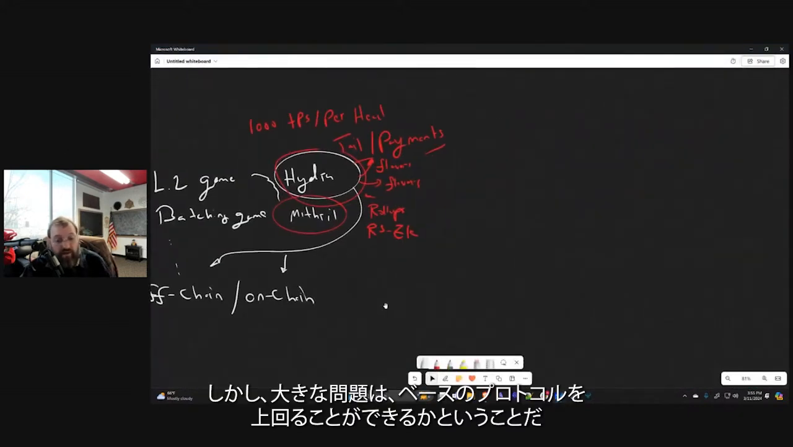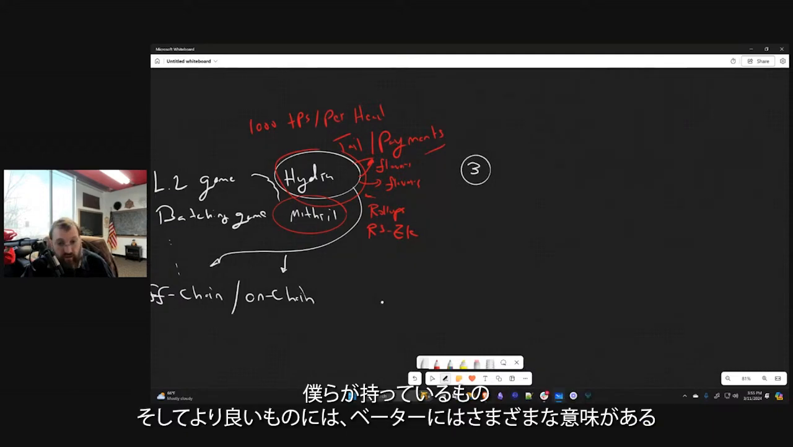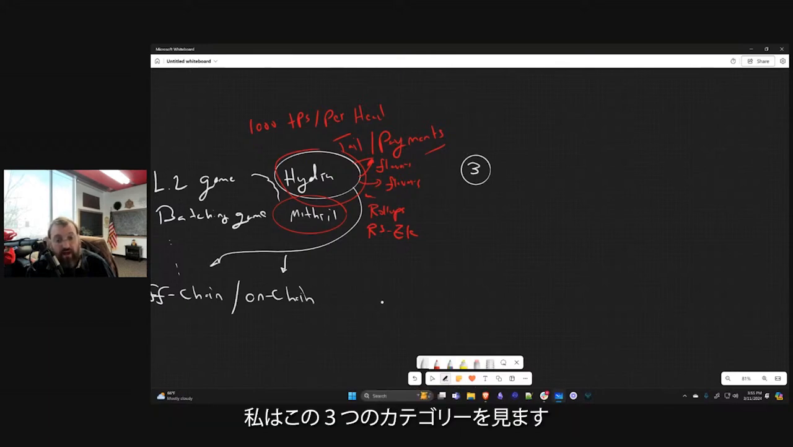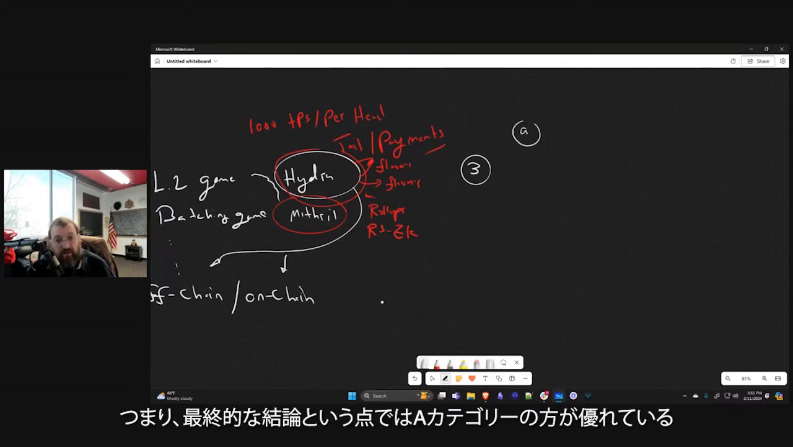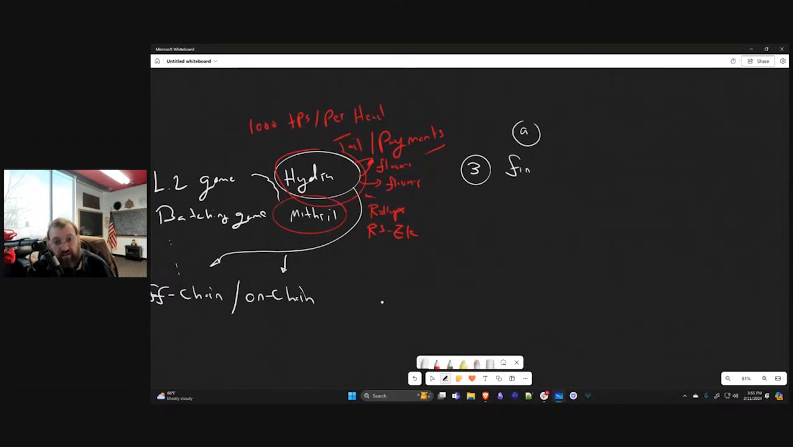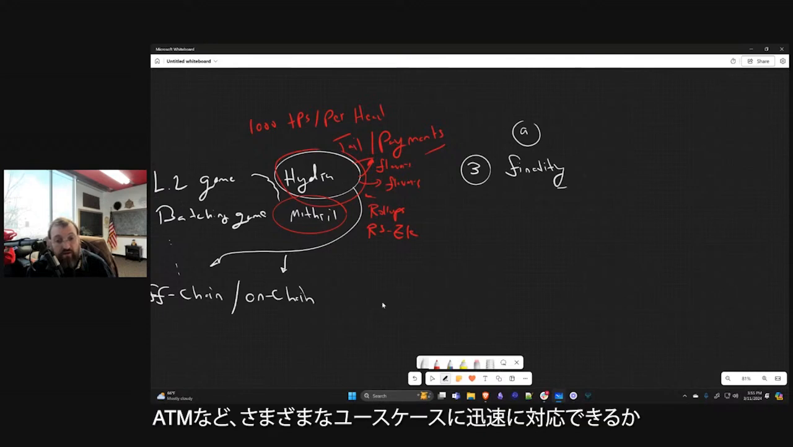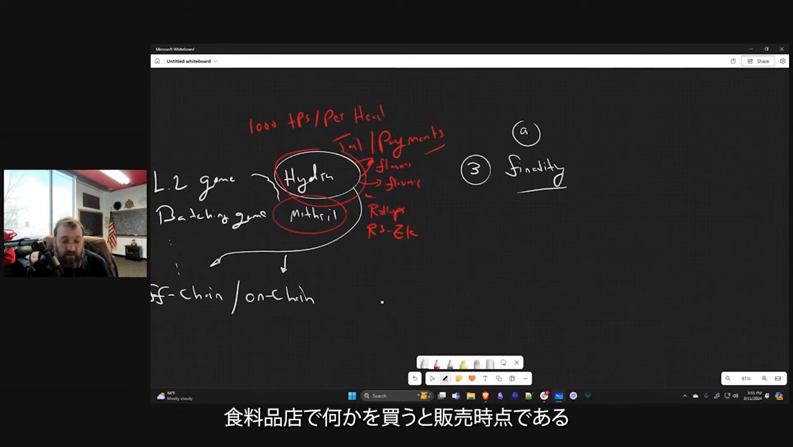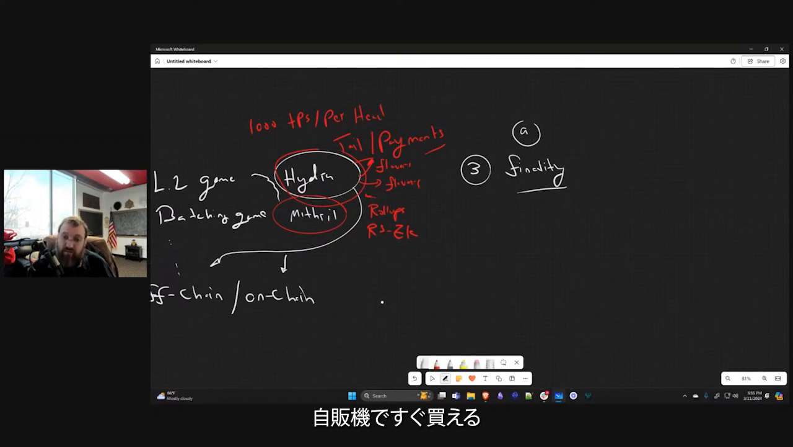So the big thing, though, is the question of, can we do better than the base protocols that we have? And better has a bunch of different meanings. So better, and I kind of look at this in three categories. So the A category is better in terms of finality, because it's not necessarily just about, can we do a lot of throughput? Does it settle quickly? For a whole bunch of use cases. ATMs, you buy something at the grocery store at the point of sale. So you buy your cup of coffee. Does it instantly settle? Vending machine, this type of stuff. Okay, so you want fast finality.